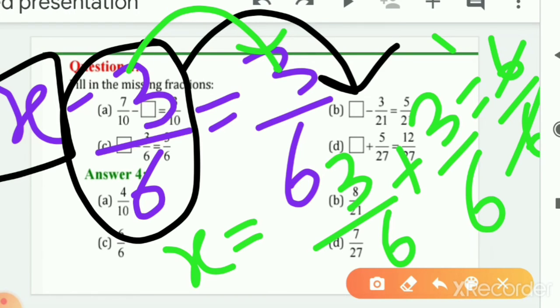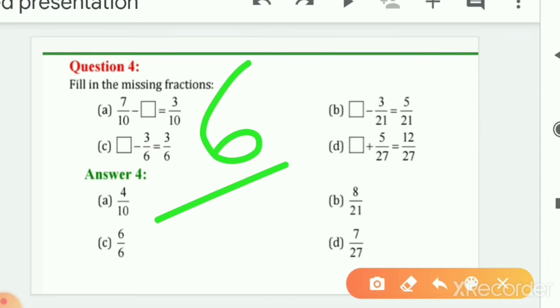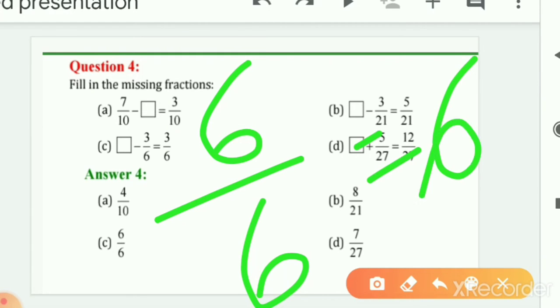Answer is 1. Okay. 6 by 6 is also right and 1 is also right. Yes. But because it is in fraction form, find the missing fraction. So 6 by 6 will remain 6 by 6, because it is asking to find the missing fraction. So 1 is not a fraction. Okay. 6 by 6 you have to write.